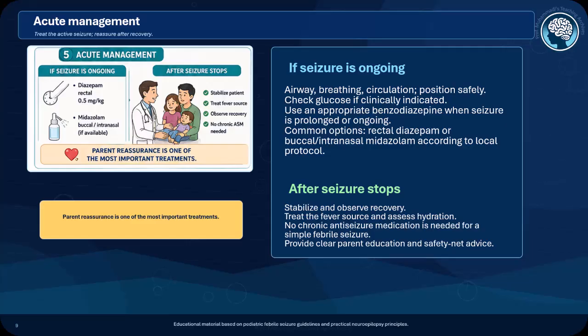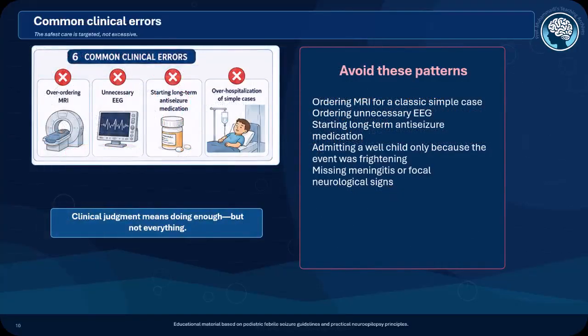This slide highlights common clinical errors. One frequent error is over-ordering MRI in a classic simple febrile seizure. Another is requesting an unnecessary EEG. A third is starting long-term anti-seizure medication after a simple febrile seizure. These actions often arise from anxiety rather than clinical necessity. They may increase parental fear, expose the child to unnecessary procedures, and create avoidable confusion.